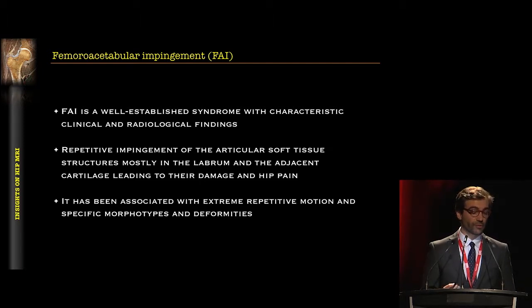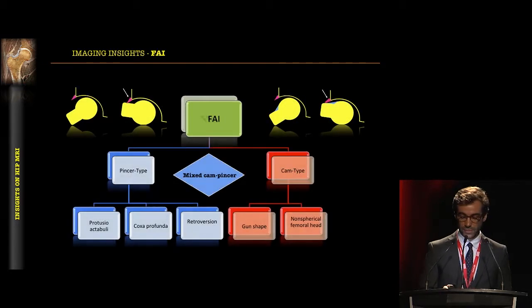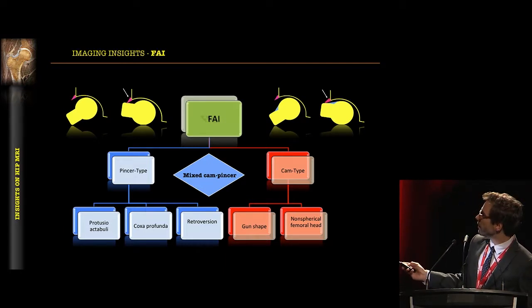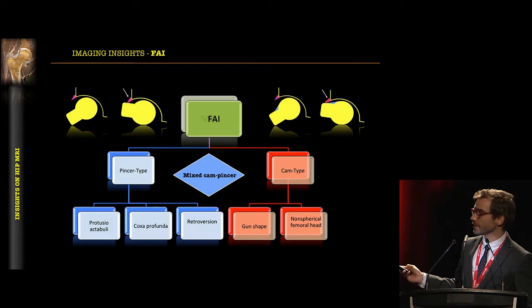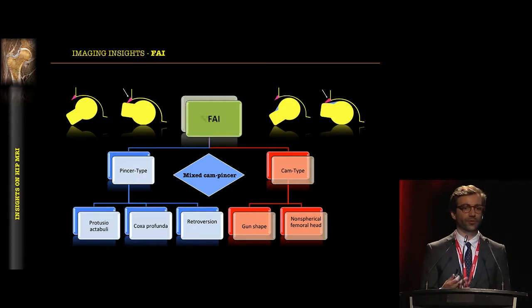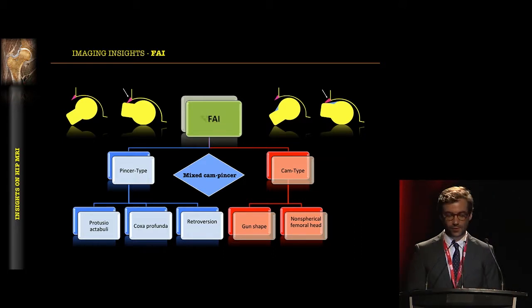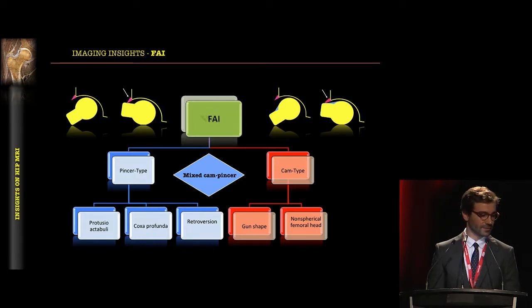It has been associated with extreme repetitive motions, which is why it's more frequent in athletes, and with specific morphotypes and deformities. These deformities allow us to classify femoroacetabular impingement. If you have the deformity at the acetabulum because of an over coverage of the acetabulum with a normal femoral head, then you have a pincer type. If your deformity is in the head of the femur, in the junction between the neck and the head, with a normal acetabulum, you have the CAM type. The mixed type mixes both deformities in the same patient, which is quite common.